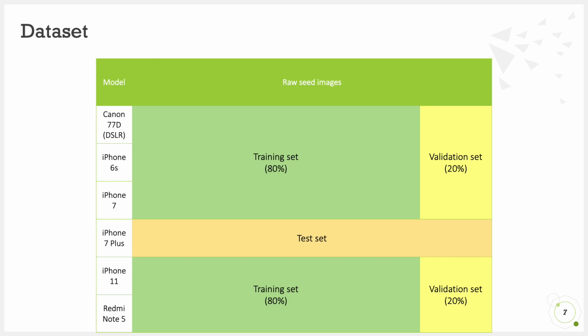We divided the dataset into training, validation, and test sets. The test set is all images captured by iPhone 7 Plus. This has been done to test whether the model works on images captured by an unknown mobile camera or not. Then the remainder is split into training and validation sets by an 80:20 ratio.